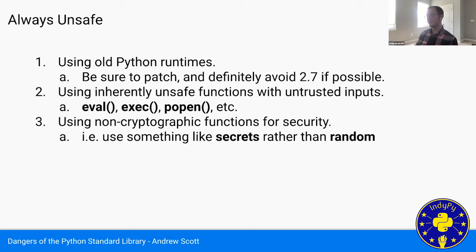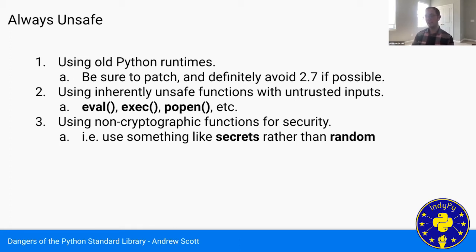There's also some inherently unsafe functions if you're using them with untrusted input. So things like eval, exec, popen. There's a number of other ones. These are basically going to just allow anyone passing untrusted inputs into your program to take actions on your host system, which is not a good idea. So avoid any scenarios where you would be passing untrusted input into functions like that.